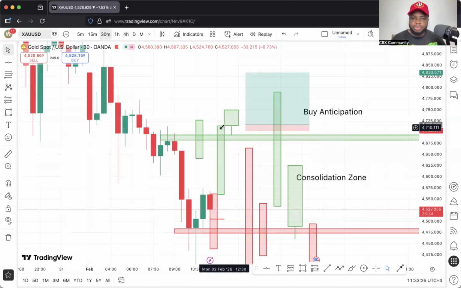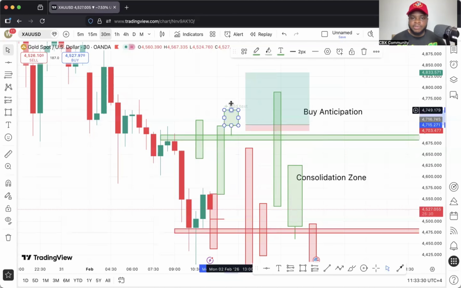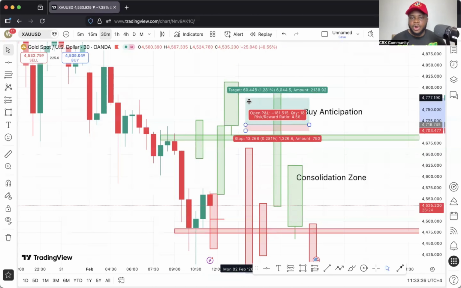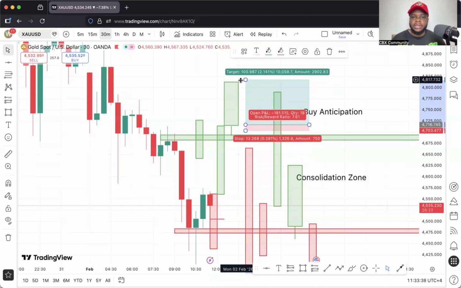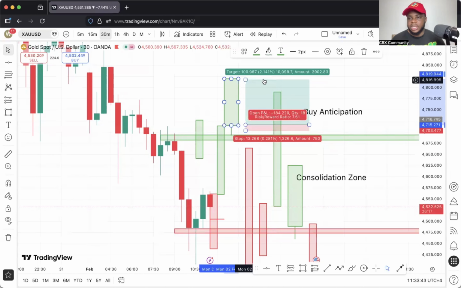So if this candle should break the high of this bullish candle over here, then you just need to allow the candle to continue to go up. If your take profit is here or here or here or here, then you need to allow the candle to continue to go up until it gets to your take profit.